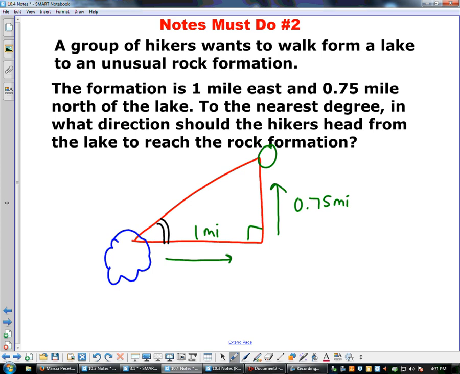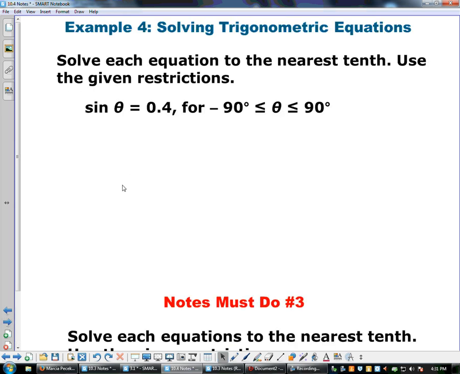They want to walk directly to the rock. They don't want to walk 1 mile east and then 0.75 miles north. They want to go straight there. They don't want to take that big detour. Okay, so they've got to find that angle that they should be traveling. All right, that's your notes must do number 2. And oh, there's more. Wait, there's more. Okay, let's take a look at this.